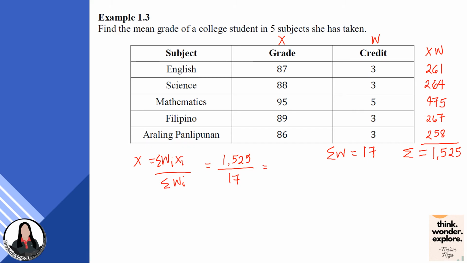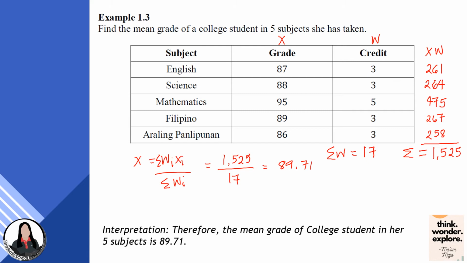Okay? So, let us get the ratio of 1,525 and 17. So, simply, that is 89.71. So, round off natin to the nearest hundredths. Okay, so for the interpretation, therefore, the mean grade of the college student in her 5 subjects is 89.71.